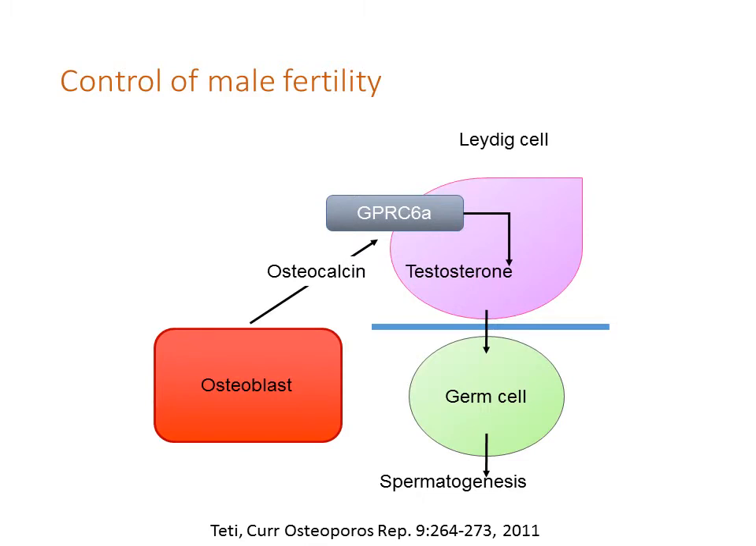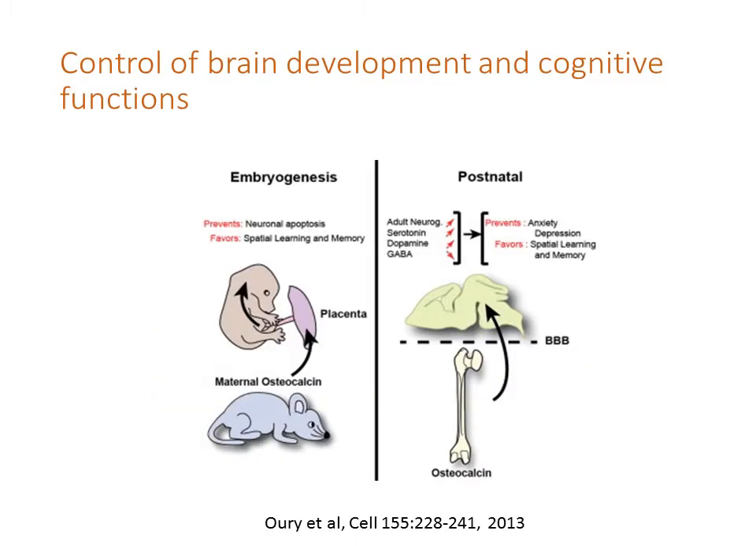What else? Well, osteocalcin is a hormone that has been demonstrated also to activate the Leydig cells through a specific receptor to produce testosterone. So, osteocalcin is important also for the control of male fertility. What else? Very recently, the group of Gerard Karsenty has also demonstrated that osteocalcin is important for brain development and cognitive functions during embryogenesis and postnatally.